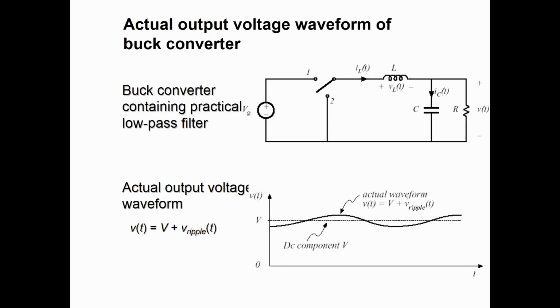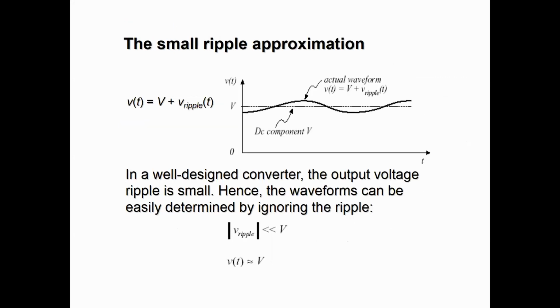Now we want to eliminate these ripples. These ripples can be minimized, but they cannot be 100% eliminated. In a well-designed converter the ripple in the output waveform should be small, and it can be minimized, but it cannot be eliminated completely because it's a practical condition.